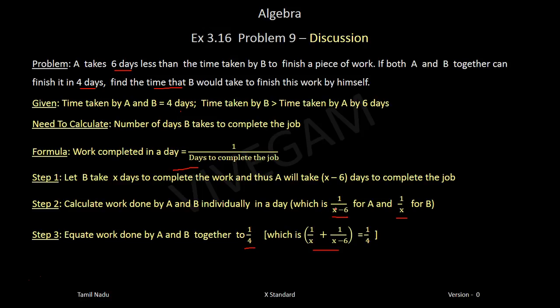And we also know this: if A works alone, it can do this much of the job in one day, and this much of the job will be done by B. Sum of these two is when they both work together in one day. So this and this are basically equal. So equate these two, you will get an equation in X. Solve that, you will be able to get the value of X.